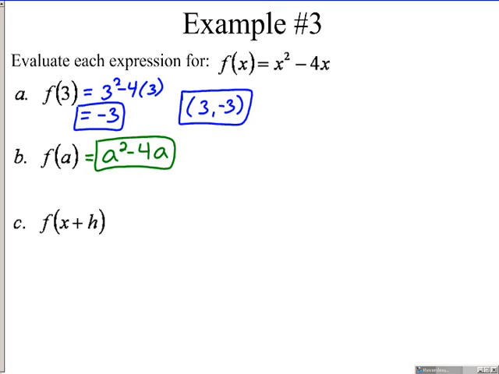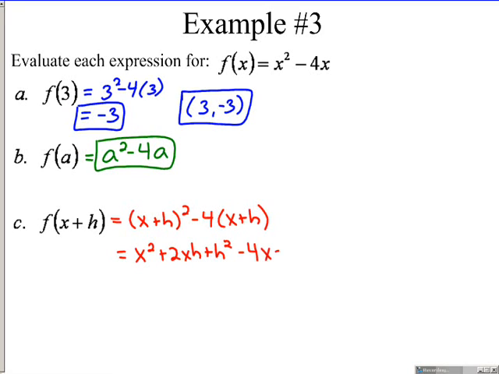Letter C, f of x plus h. Now every place I have x, I'm going to put in x plus h. There is some simplifying here we can do now. We can FOIL out this first binomial. X plus h squared is x plus h times x plus h. Gives us x squared plus 2xh plus h squared minus 4x minus 4h. There are no like terms here, so there is nothing else we can simplify.